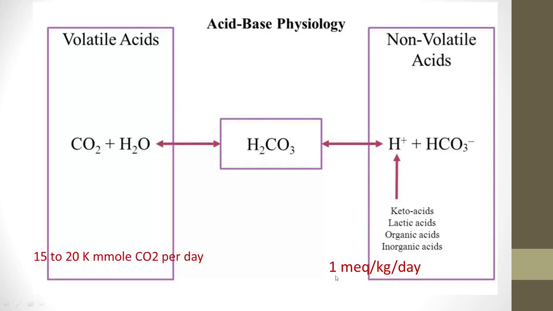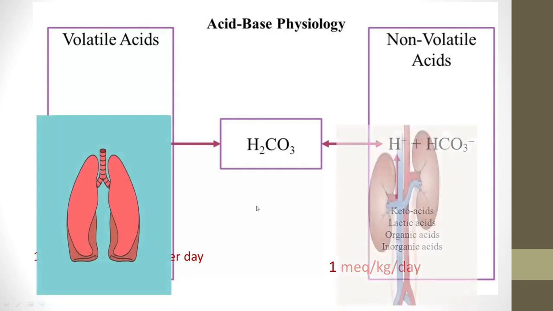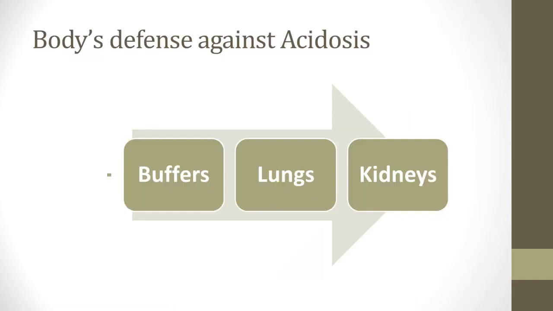The ratio that nature has given us of bicarbonate to carbonic acid is 20 to 1, 20 times more bicarbonate as compared to carbonic acid. So how do these acids get rid? The volatile acid gets rid from the body through the lungs, and the non-volatile mainly through the kidneys. So these are the mechanisms or pathways through which the body gets rid of excess acids.